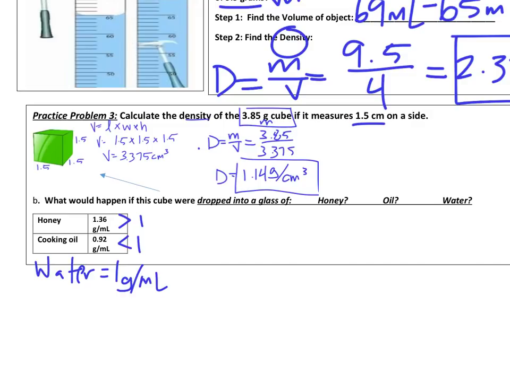So if I put this block that has a density of 1.149, is 1.149 enough to cause it to sink or float in the honey, oil, or water? Well, is 1.14 greater than or less than 1.36? 1.14 is less than 1.36. So in honey, it's going to float.